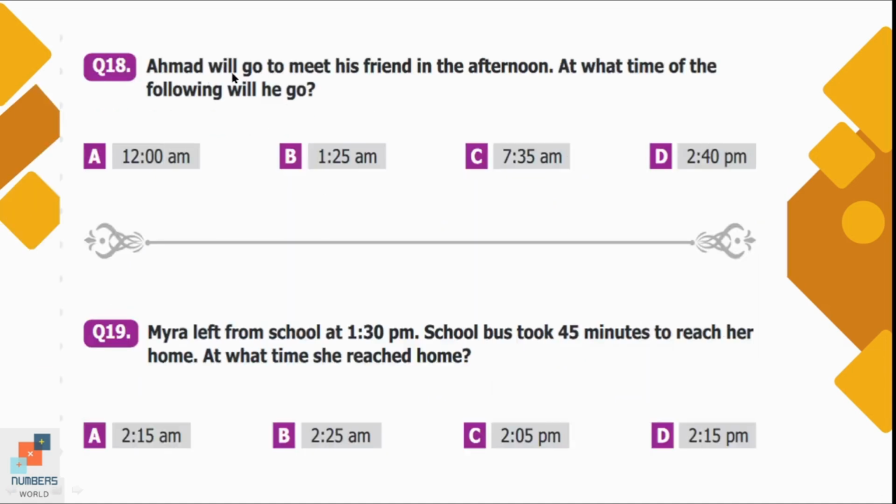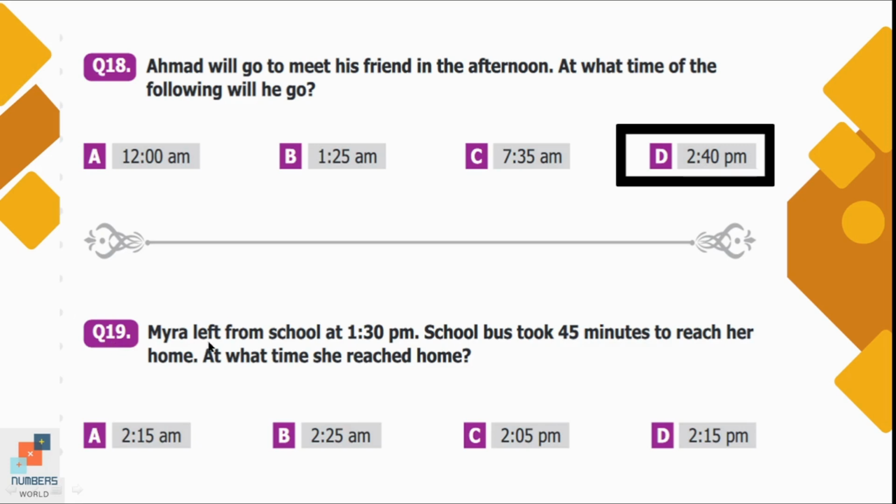Question number 18. Ahmed will go to meet his friend in the afternoon. At what time of the following will he go? If we look at the given times carefully, options A, B and C are given in AM. AM is the morning time. So option D is 2:40 PM, which is our correct option. He met his friend at 2:40 PM in the afternoon.